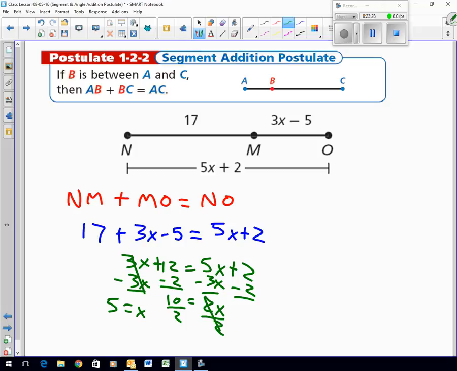All right, so plug in 5 right here. What's 3 times 5? 15. What's 15 minus 5? 10. So this should be 10, right? What's 5 times 5? 25. What is 25 plus 2? 27.